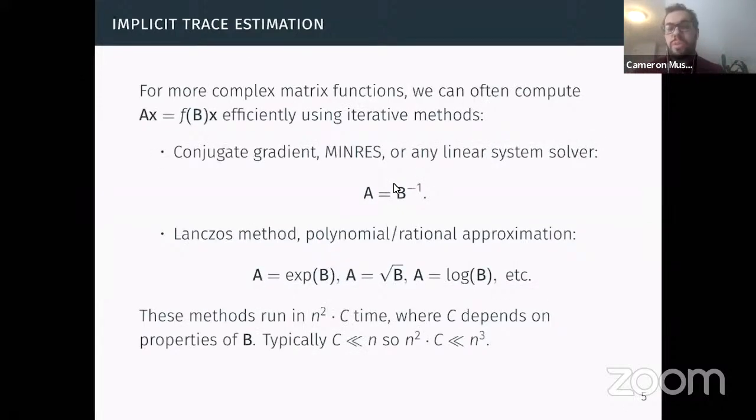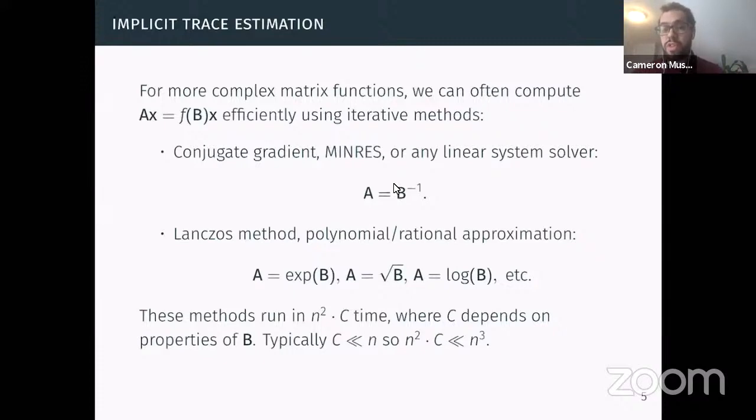A cubed is a really simple function, but for more complex matrix functions, as most people here well know, we can often approximate them efficiently using iterative methods. A classic example would be when A is the inverse of a given matrix B. We can compute this iteratively. We can compute matrix vector products with this inverse using conjugate gradient or MINRES or any iterative linear system solver.